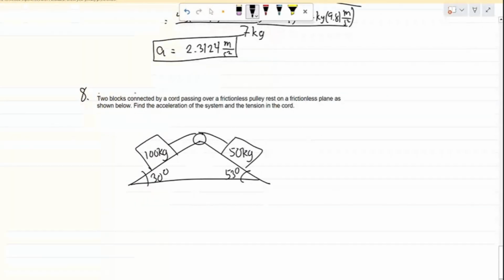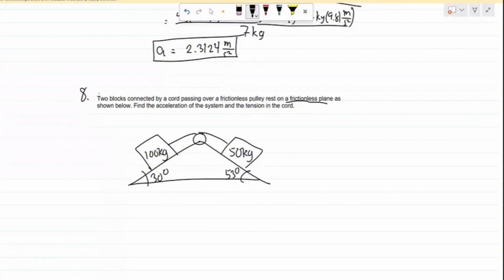Okay, so two blocks connected by a cord passing over a frictionless pulley, rest on a frictionless plane. Ayan, wala pang binigay na friction, so malaking bagay ito. So ngayon guys, the first thing that you need to do is to analyze. Saan po ba ang direction ng ating system? So by the way, between 150 kilograms, sino kaya ang tingin yung bababa at tataas? Okay, the first question, sino ang bababa?